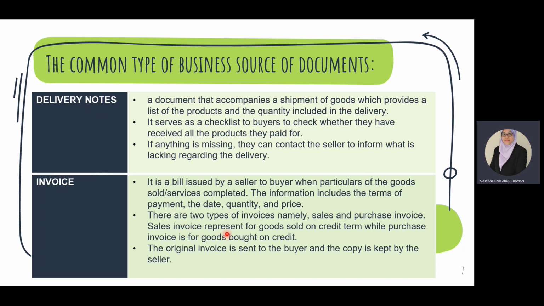A sales invoice refers to goods sold on credit. So when you sell goods on credit, we will issue a sales invoice. On the other hand, if we purchase some goods on credit from a supplier, then the supplier will issue a purchase invoice. The original invoice is sent to the buyer and the copy is kept by the seller.